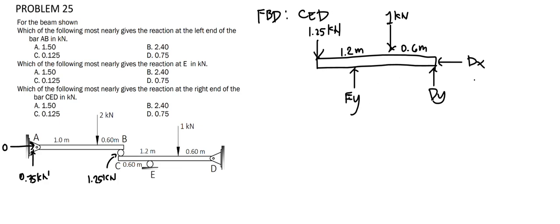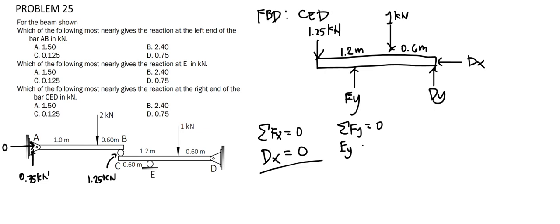Now to solve these three unknown reactions, we can make use of the equations of equilibrium. Taking summation force horizontal, since only Dx is acting on the beam, therefore its value is equal to 0, because there are no external forces acting horizontally on this beam except Dx. And to solve for Ey and Dy, we can take summation force vertical equal to 0. So we have Ey going upwards plus Dy minus the 1 kilonewton force going downward minus the 1.25 kilonewton force equal to 0.